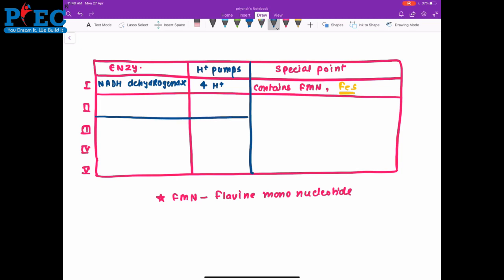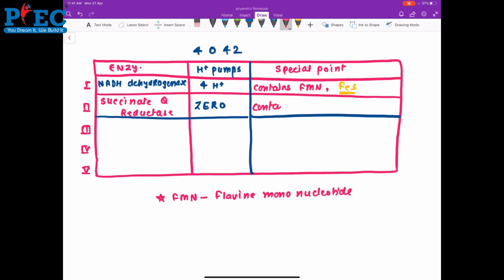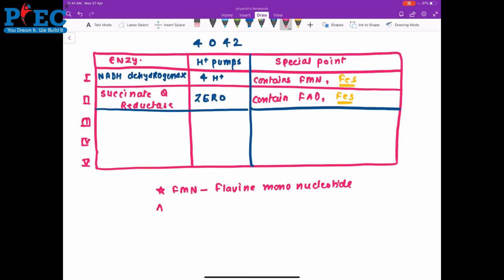Let's go to complex 2. The name of the complex 2 enzyme is succinate Q reductase. It pumps 0 hydrogen. It contains FAD and FeS. FAD stands for flavin adenine dinucleotide.